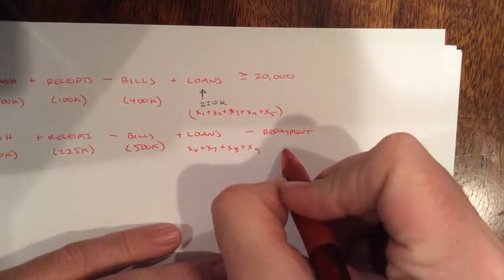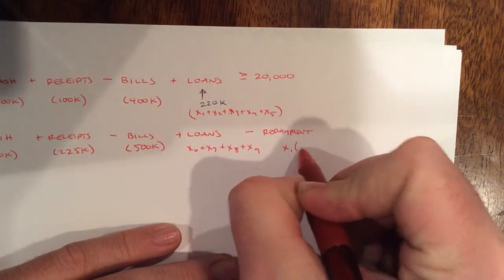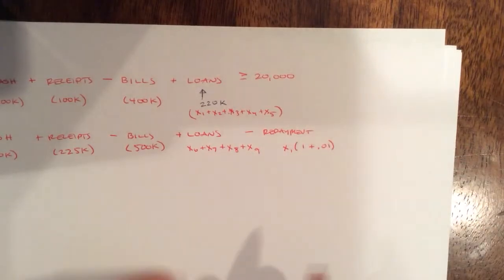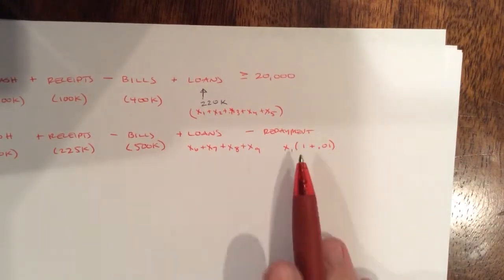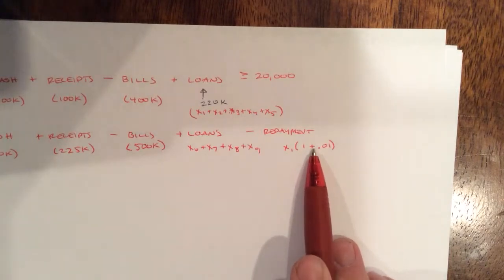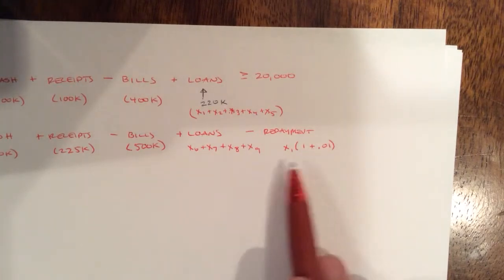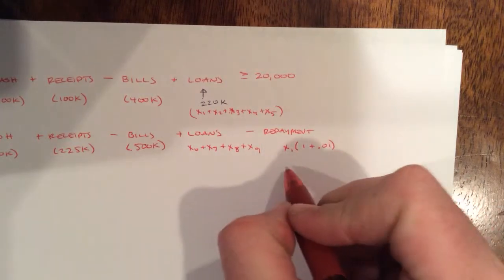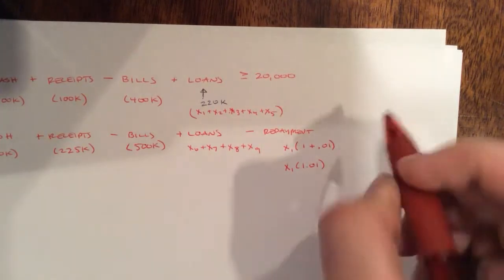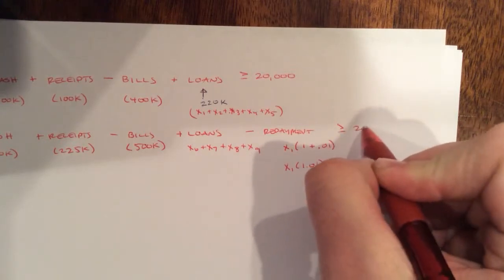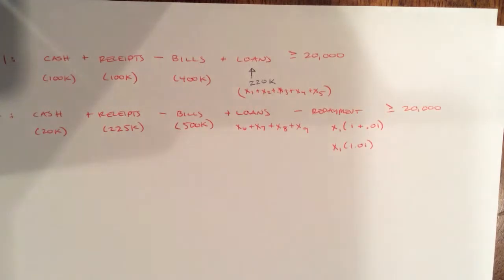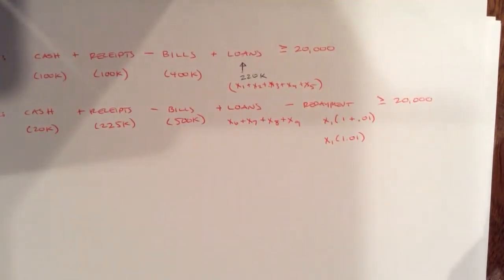such that we have X1 times 1 plus 0.01. Okay, because that's our interest rate. We have to repay the original amount, which is X1, plus we have to pay back the interest accrued on that. So this is going to be X1 times 1.01. And this has to be greater than or equal to 20,000. Okay, so there we have our second constraint.